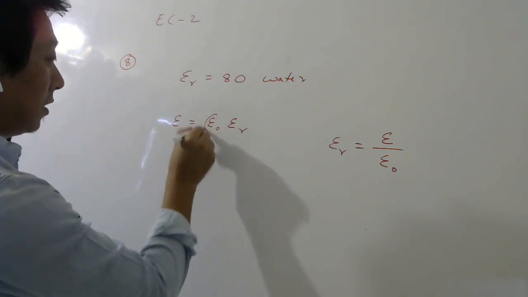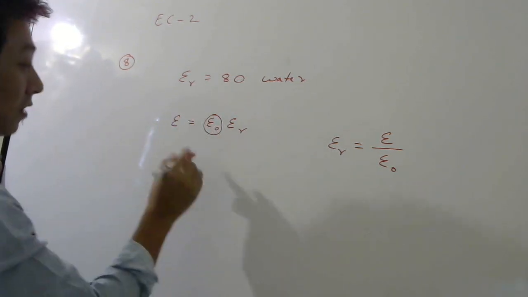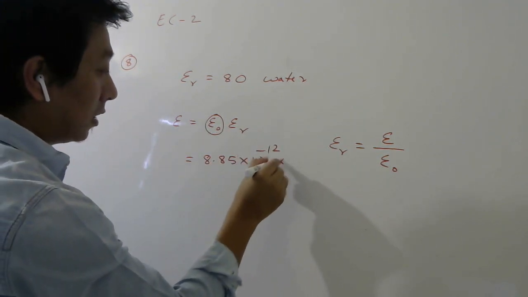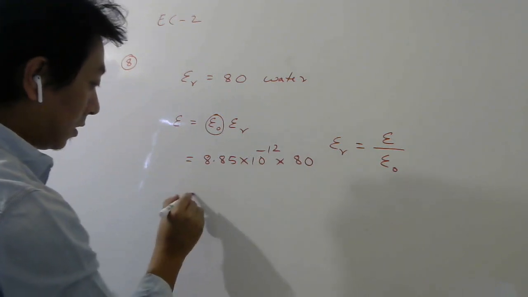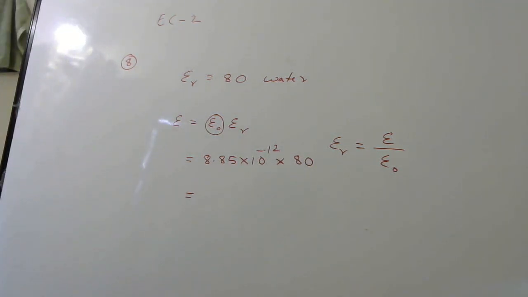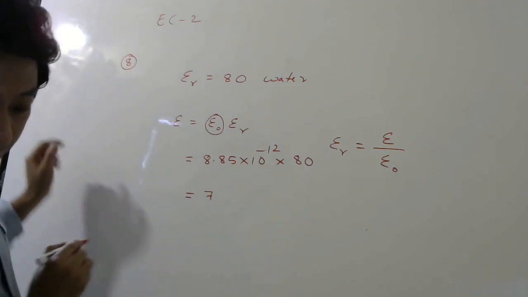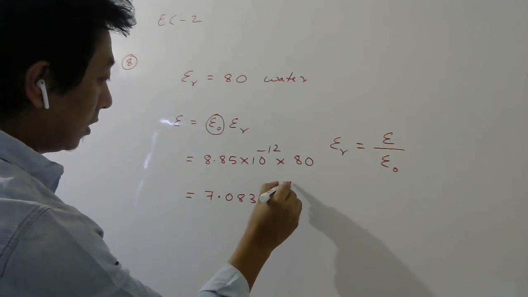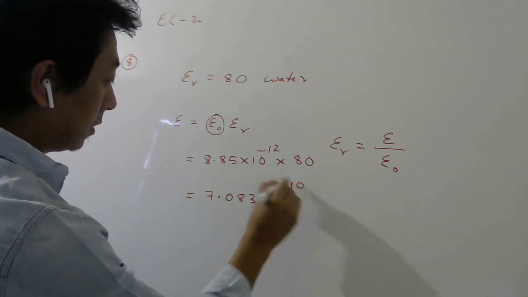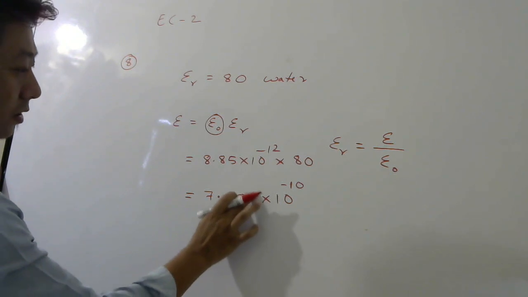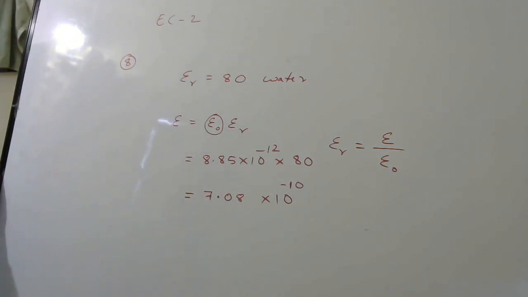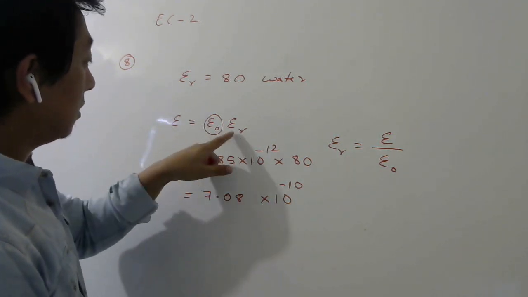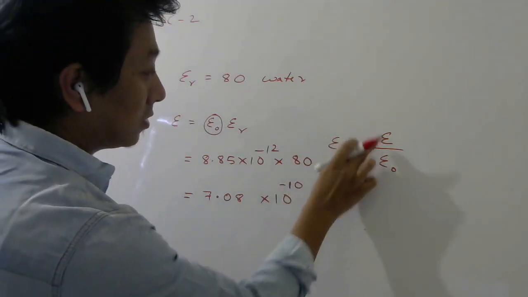Now the value of this I mentioned in the first class. So this value is 8.85 into 10 power minus 12 into this is 80. So then if you solve this problem, you will get 7.083 into 10 to the power minus 10. Okay, 83 will come. So like this you can easily solve. Unit of this will be same as this. This is unitless, this has no unit, but these two have unit, right?